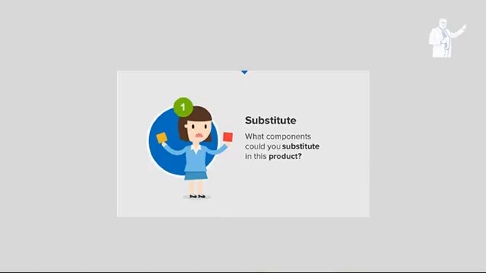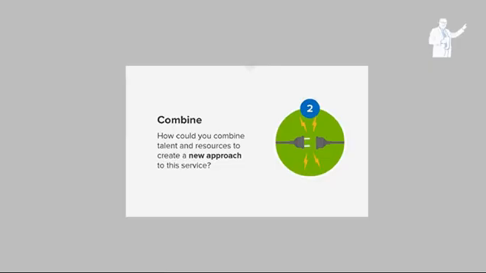First thing, of course, substitute. What components can we substitute? What can we do to make it much better and more accessible? That's the first thing. The second one, combining things. You can bring in more technology, you can bring in more features so that it's a totally new thing. You're connecting something which was thought earlier cannot be connected.